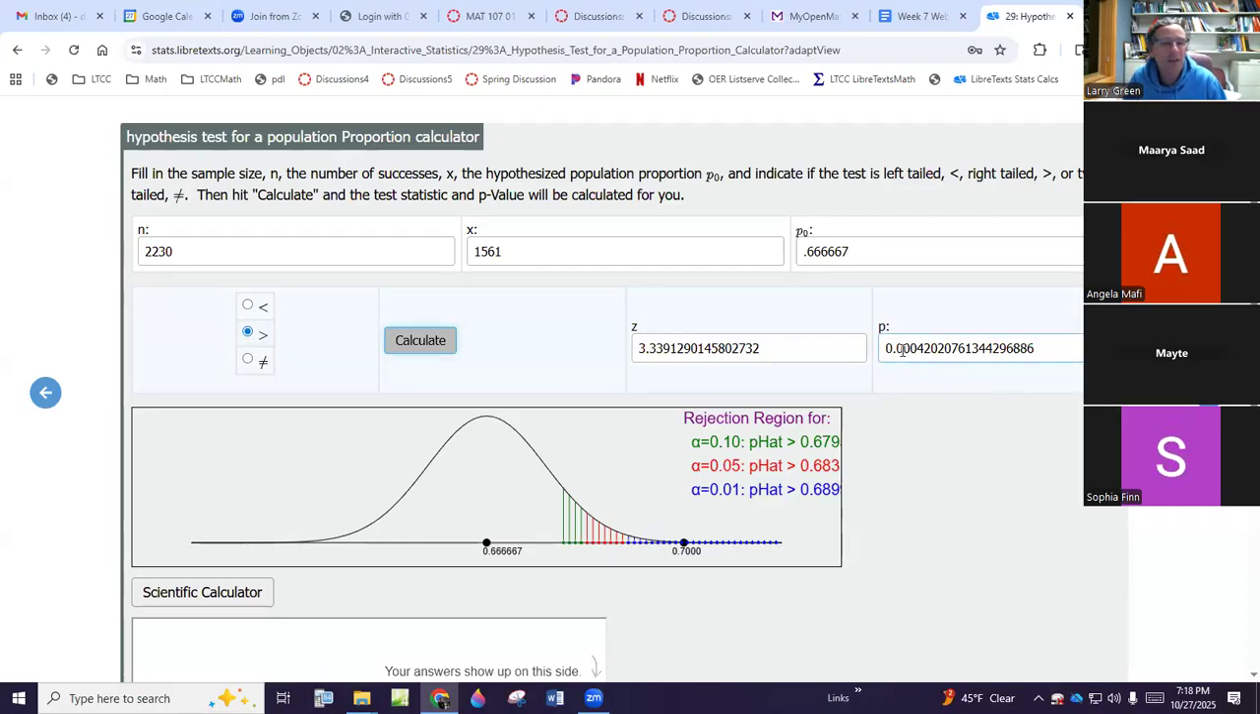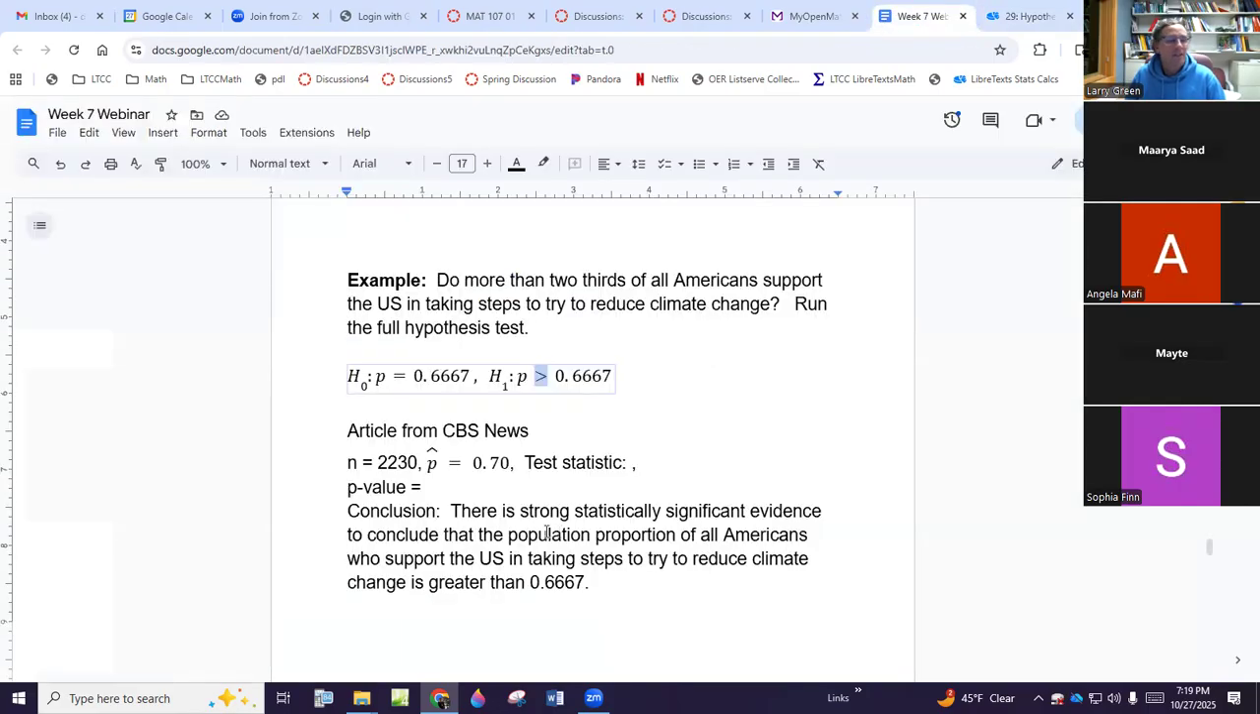Okay, p-value is 0.00042. That's a tiny number. It's less than any level of significance you'd ever think about. So this is statistically significant. You can also see that 0.7 is in the rejection region. So we can say there is strong statistically significant evidence to conclude that the population proportion, those words are important, population proportion of all Americans who support the US in taking steps to try to reduce climate change is greater than 2/3 or 0.6667.